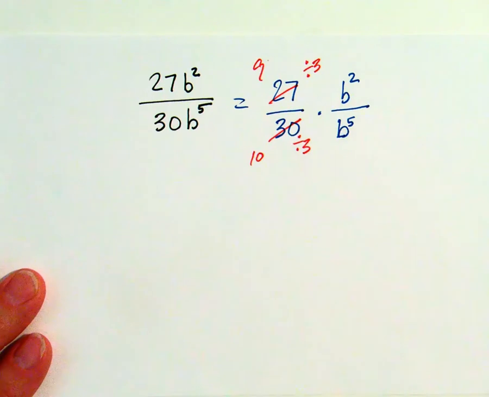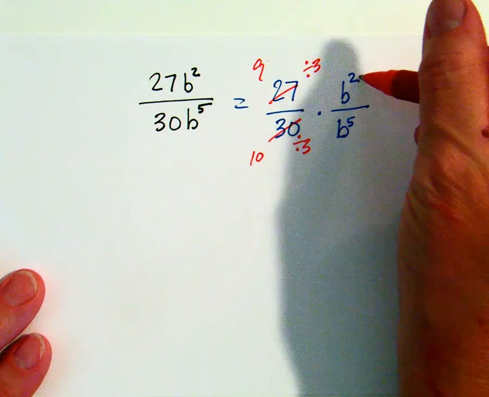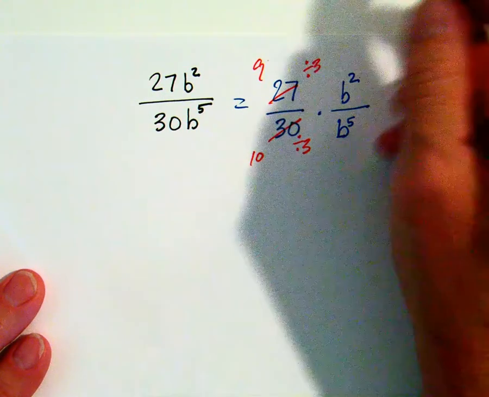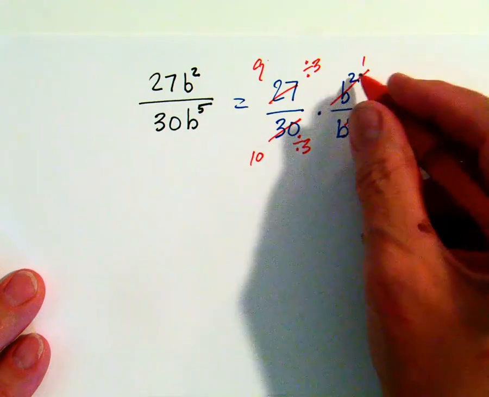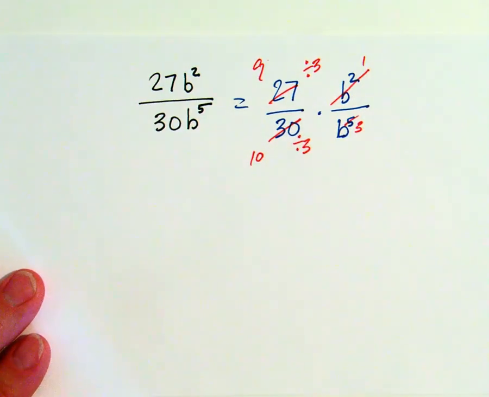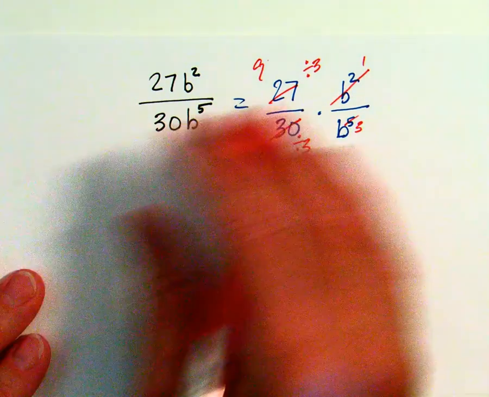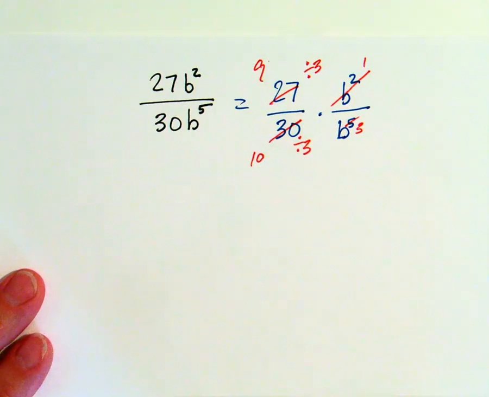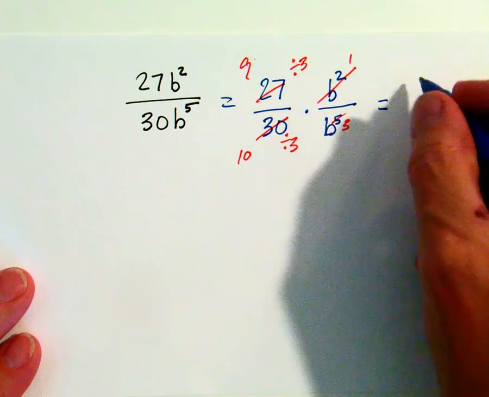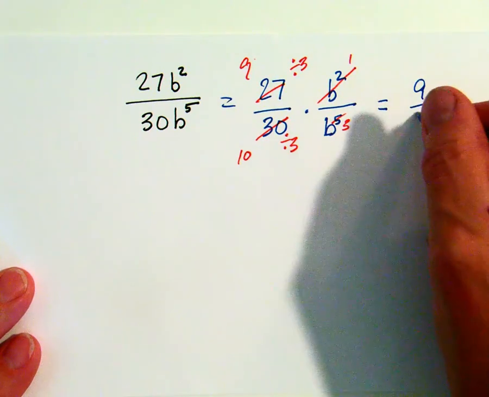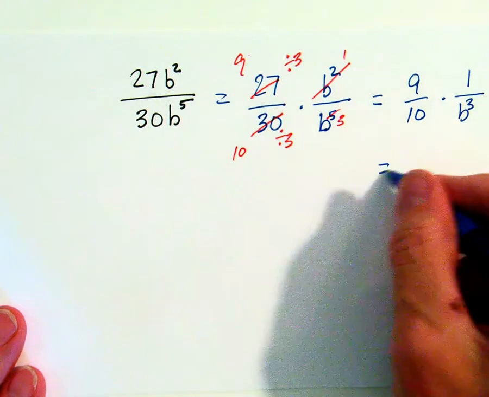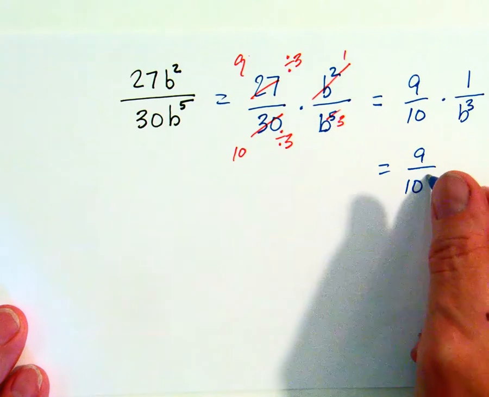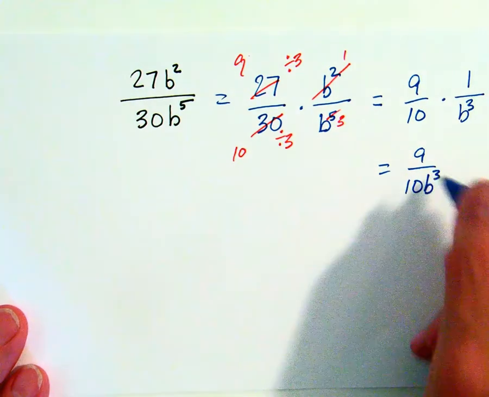Remember our exponent rules. 2 minus 5 is going to be a 3 in the denominator, so this will go away and be 1. Then this will change to 3. 2 minus 5 is negative 3, which is a 3 in the denominator. Okay. So our simplified version here then would be 9 over 10. So then the top times the top goes on the top. The bottom times the bottom goes on the bottom. And that's our simplified answer.